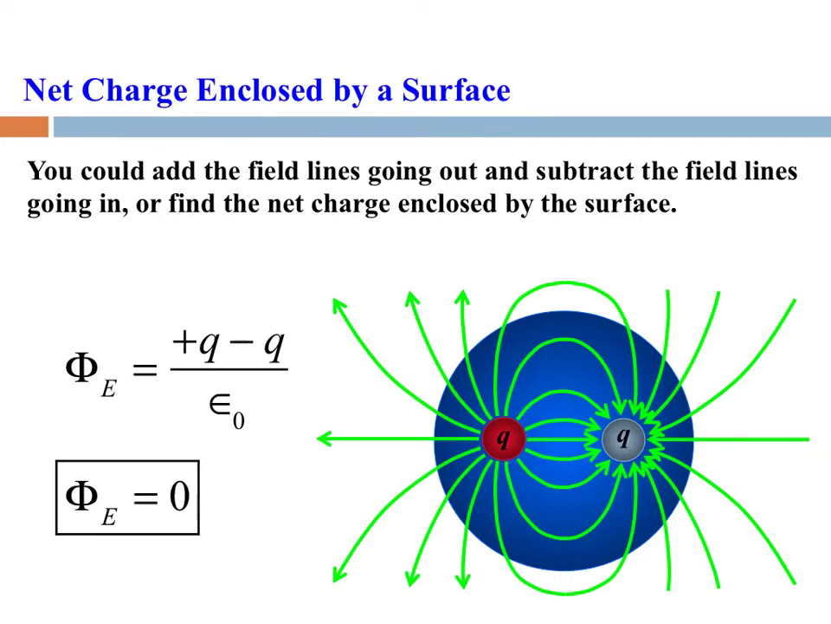Now think about when we have more than one charge. Here you see a positive charge and a negative charge. So inside of our surface, the net charge enclosed is 0. So there is 0 flux. What that means is there is the same number of electric field lines going into the surface as there are coming out of the surface. So the same number of electric field lines coming in as going out. So again, our flux would be equal to 0.